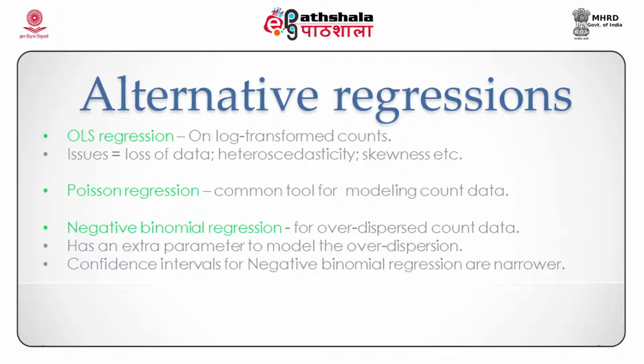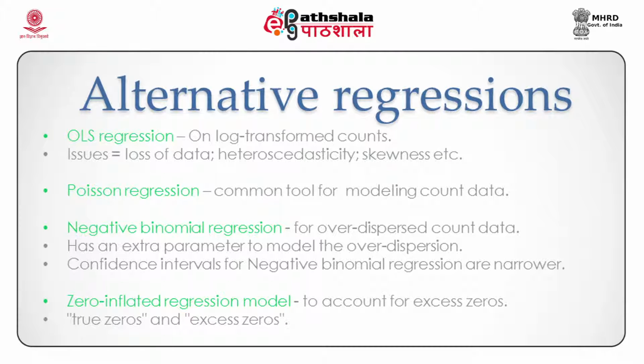The way the negative binomial model handles over-dispersed count data is that it allows for an extra parameter to model the over-dispersion, and in the case where we have over-dispersed count data, the confidence intervals obtained using negative binomial regression will tend to be narrower than those obtained using Poisson regression. Finally, we have zero-inflated regression models, which are the ZIP models, which I mentioned earlier. ZIP models are used when we have excess zeros in the data.